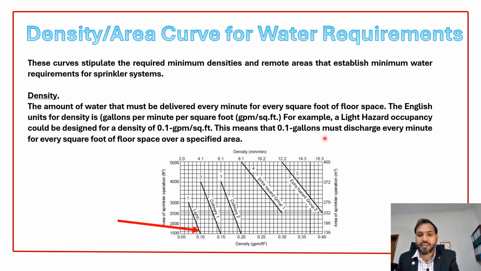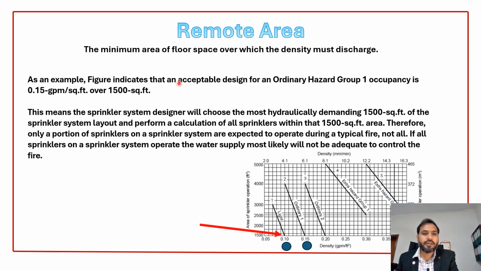This means that 0.1 gallon must discharge every minute for every square foot of floor space over a specified area. What is remote area? Basically, the minimum area of floor space over which the density must discharge. Let's take an example.